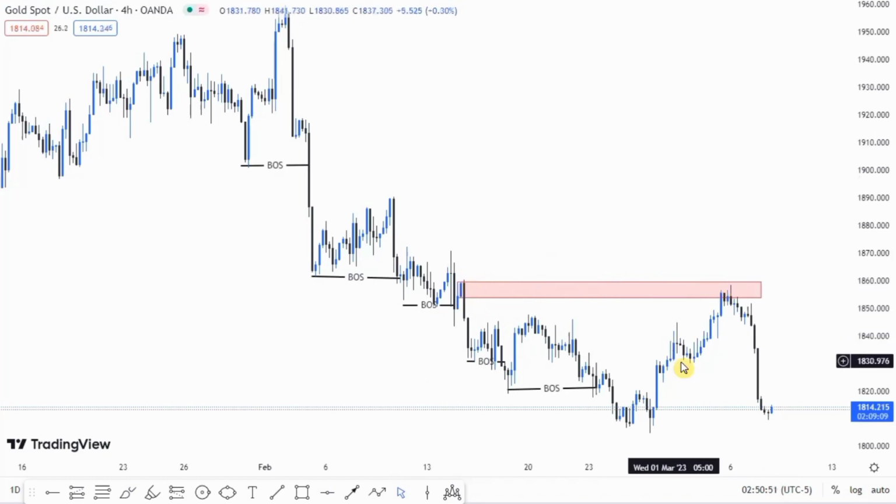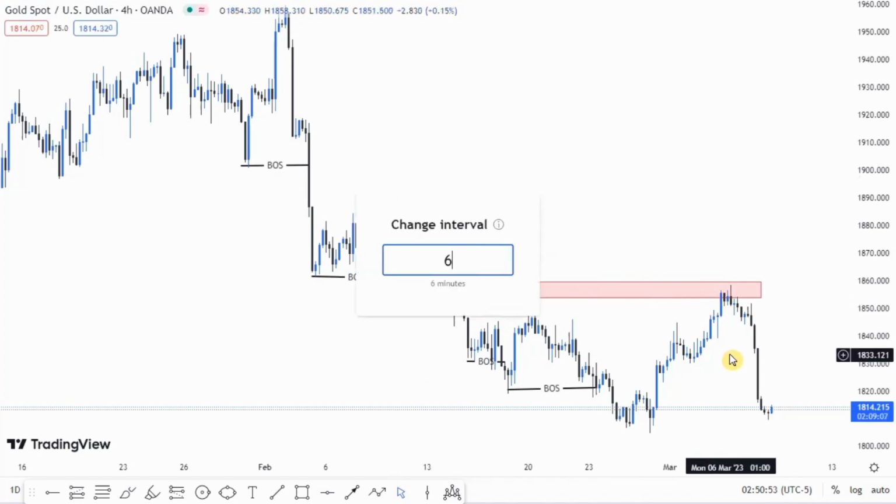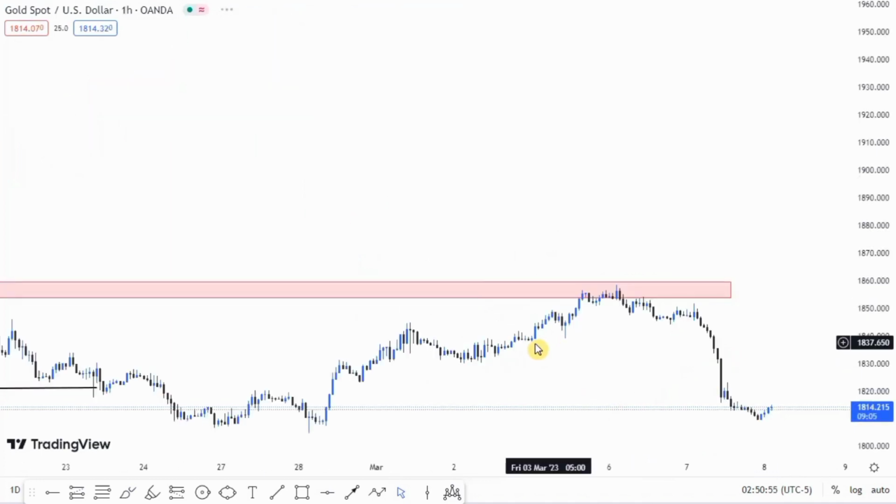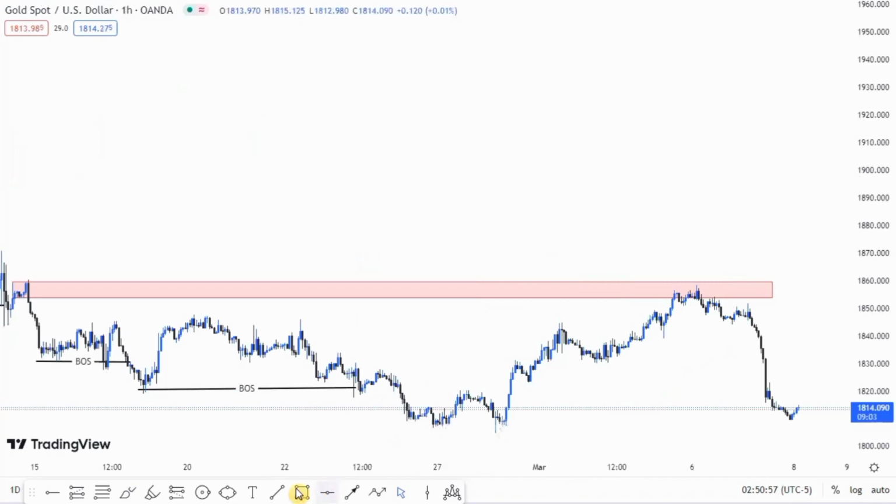The market came back to it. We tested it. And I had to wait. I had to take my trades when everything was set in place, okay? And it actually played out very well.